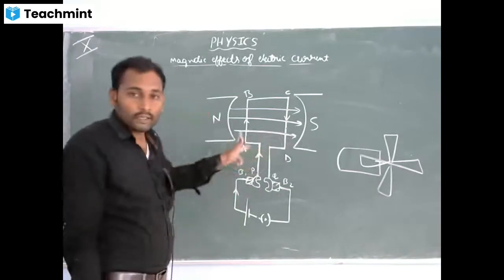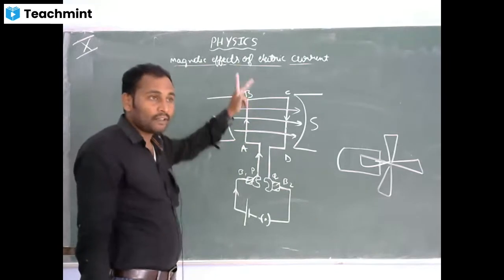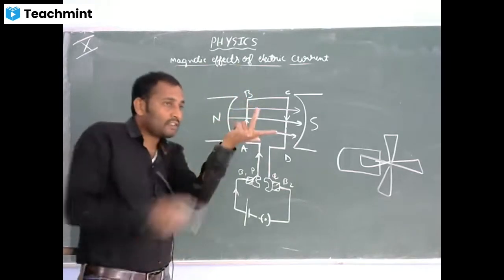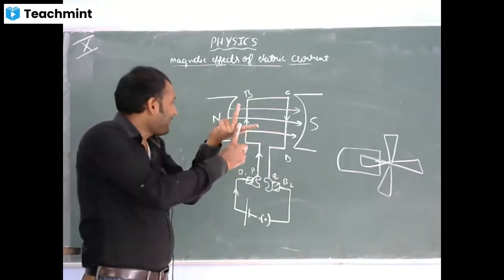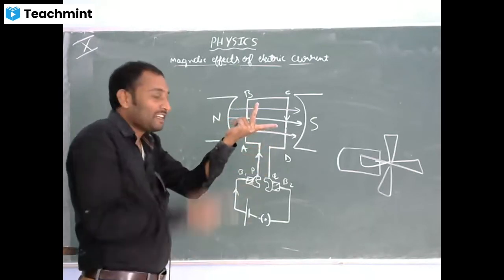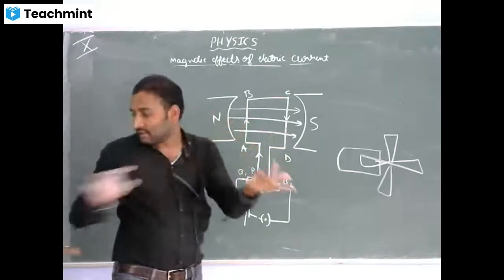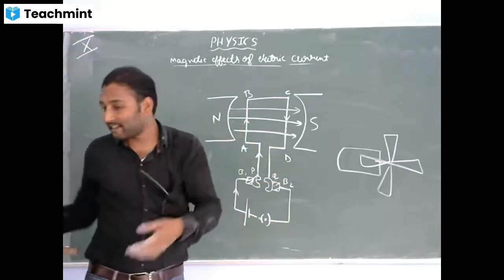Okay, now see from the diagram, the direction of current is from A to B. So the current direction is the middle finger. The direction of magnetic field is from north to south. That means the conductor will move down. Clear? Let me show it with an example.